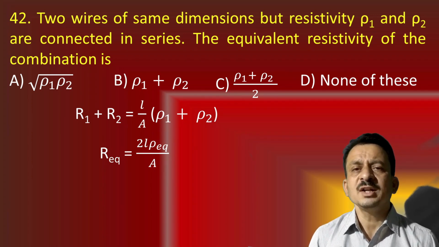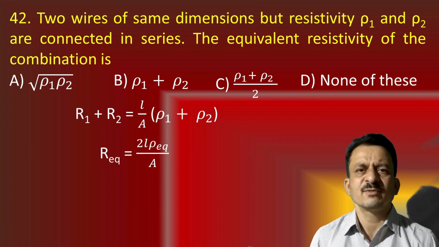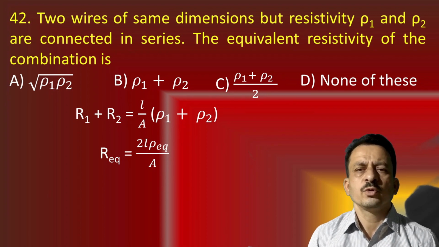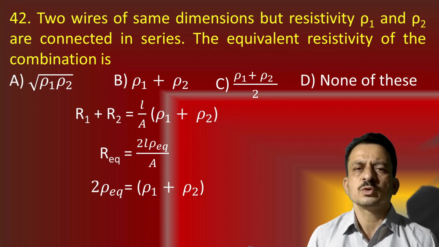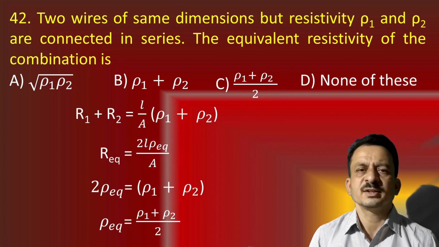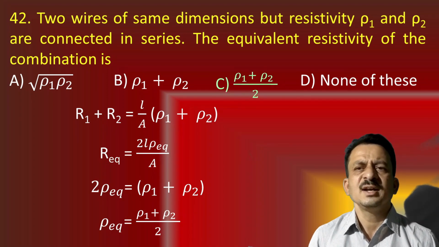Why have we got 2L? Since the two wires are connected in series, the total length becomes 2L. You should remember that point. Therefore, comparing these two, we will get 2 rho equivalent is equal to rho 1 plus rho 2. Therefore rho equivalent, the effective resistivity, is equal to rho 1 plus rho 2 divided by 2. It is not simply rho 1 plus rho 2, it is rho 1 plus rho 2 divided by 2. Hence C is the right answer here.